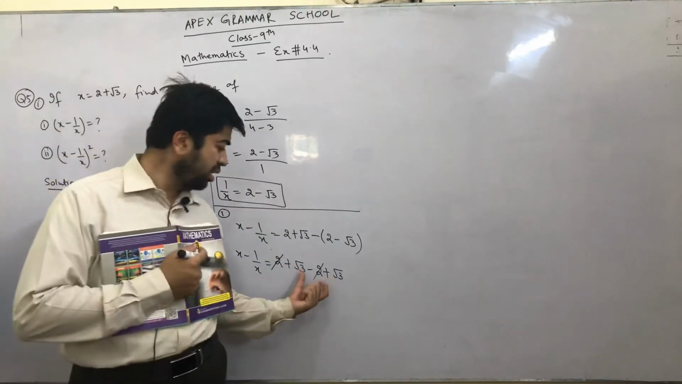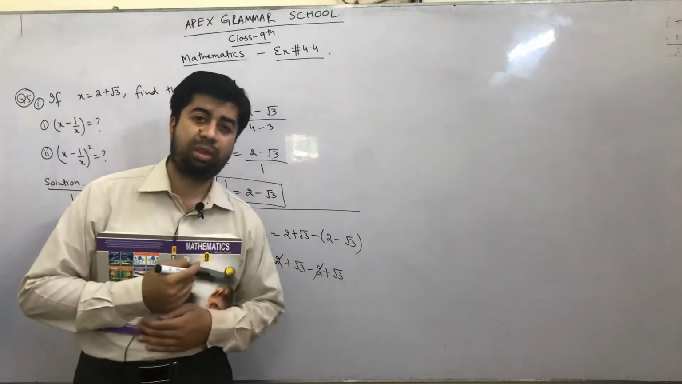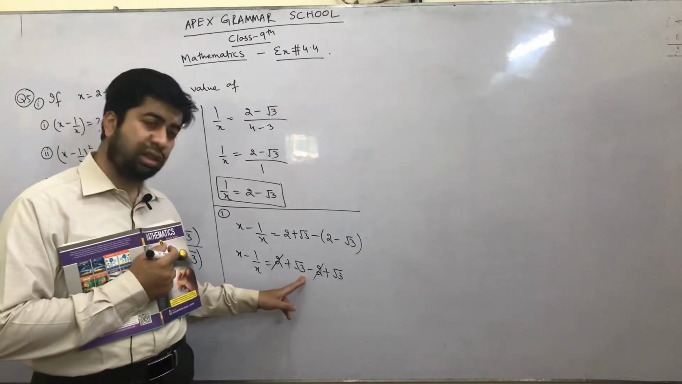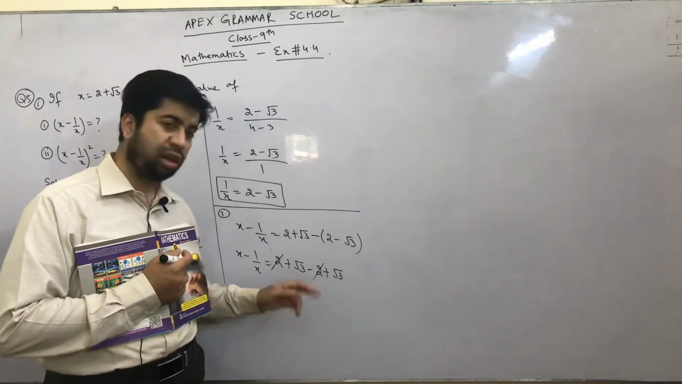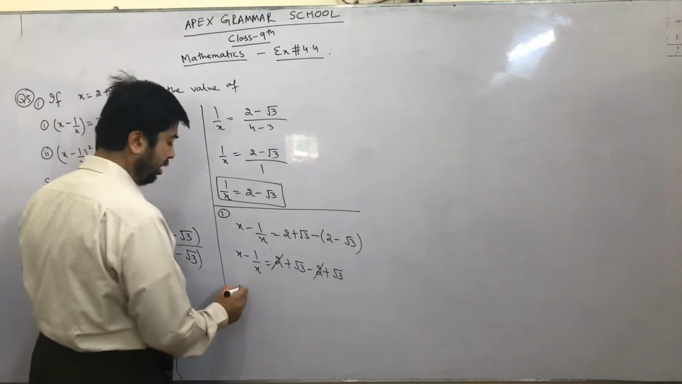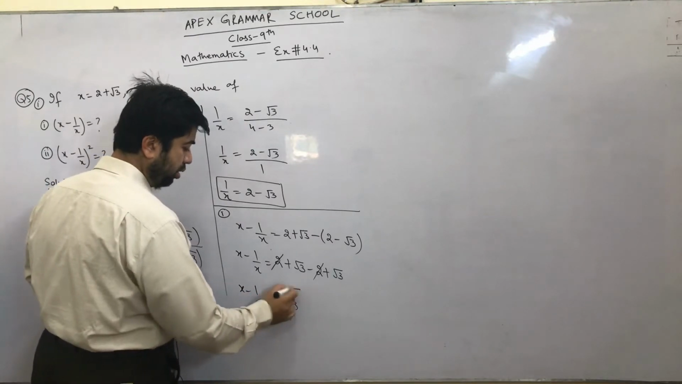Can we just add both these, or will its answer be square root 6? No. This addition will be just of their coefficients. This is 1, this is also 1. So square root 3 plus square root 3 means 2 square root 3. So x minus 1 over x is equal to 2 square root 3.